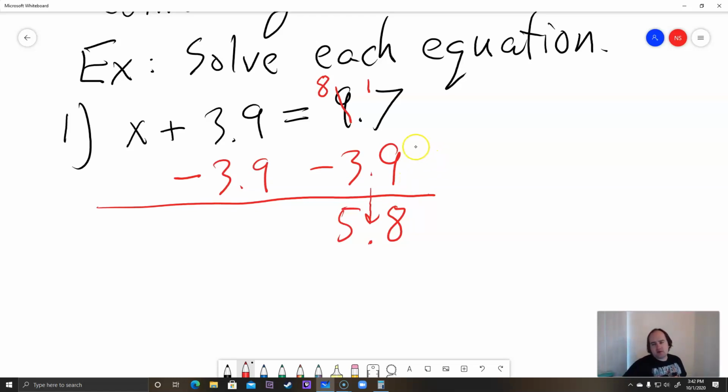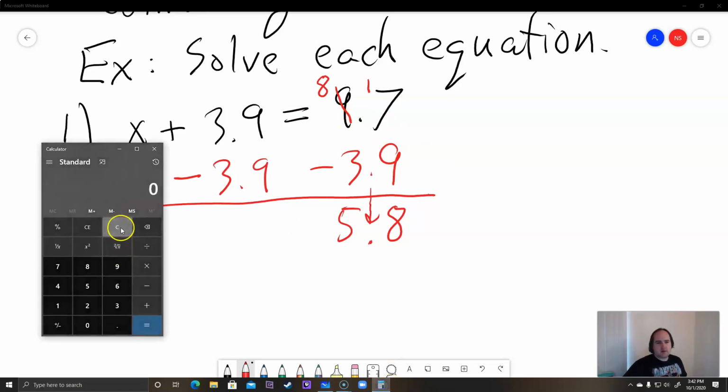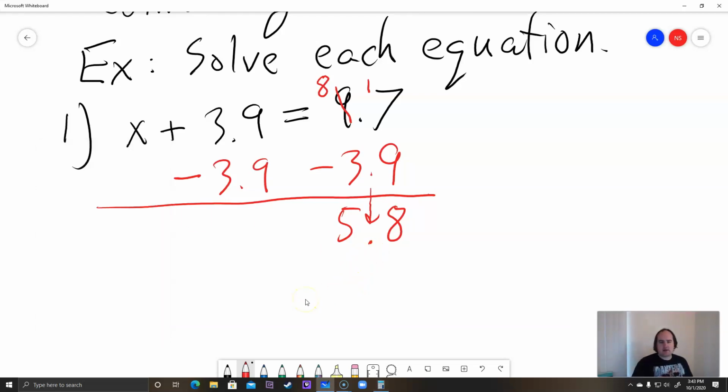But how would you type it into a calculator? You make sure it's cleared, then type in 9.7 minus 3.9, enter or equals, and that gives us 5.8. Same thing. So 5.8 is our answer, because the 3.9s canceled out. We get x equals 5.8.